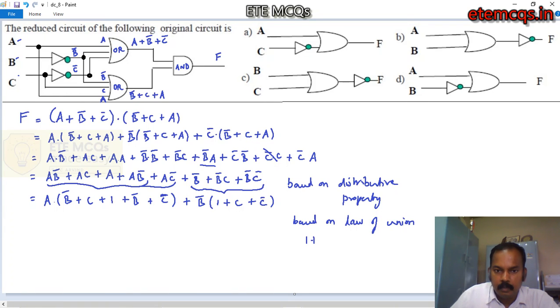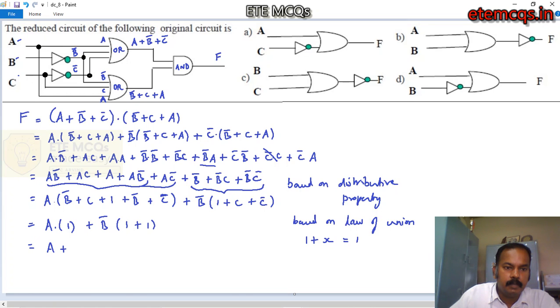Based on law of union, we know that 1 plus x is equal to 1. So when you perform Boolean addition of 1 with any number of literals, the result will be 1. That is what it means. So you have A dot 1 Boolean OR with B bar. Again 1 plus C bar is also 1. So 1 plus 1 is again 1. So finally you have A plus B bar. This is your final expression for F.